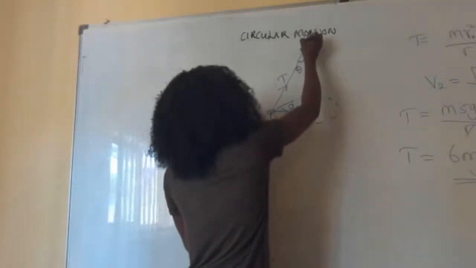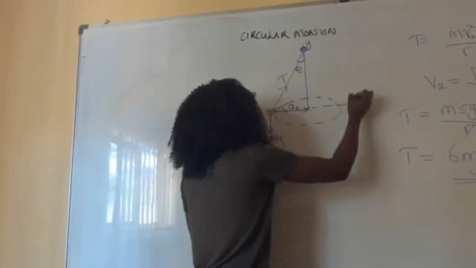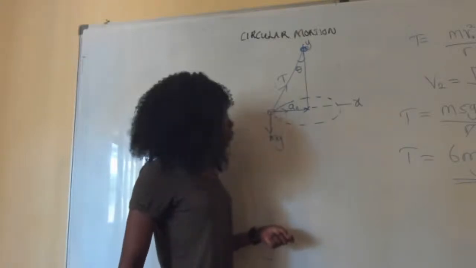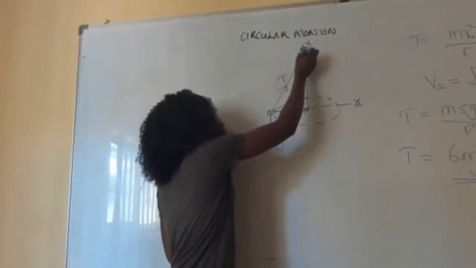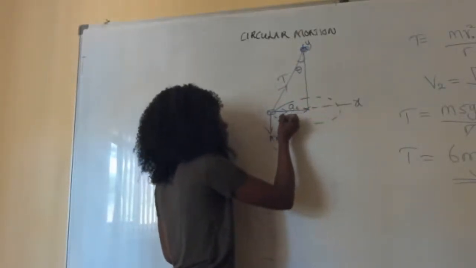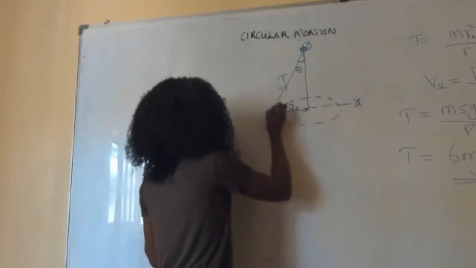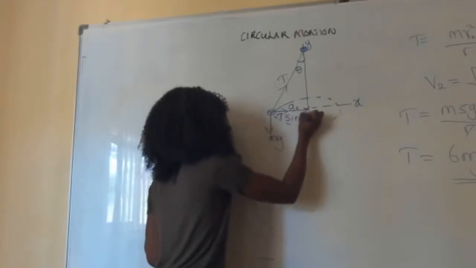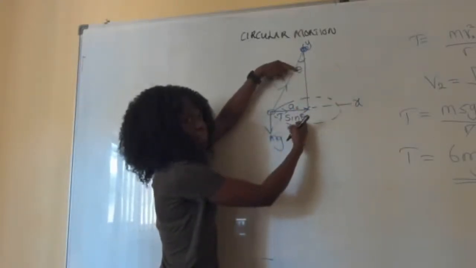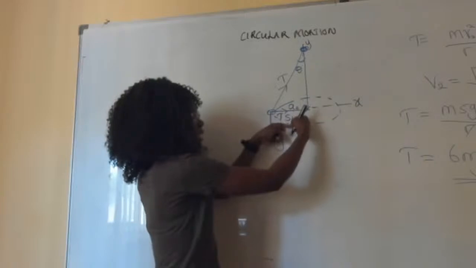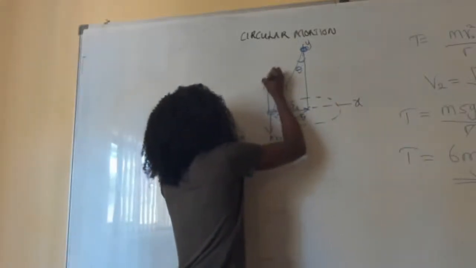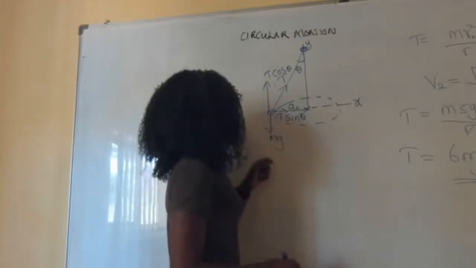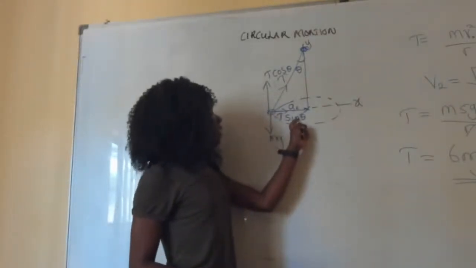Now if I make my axis, this is my y-axis and this is my x-axis, it means this tension is not in the x or in the y, so we need to resolve it into its components. Since my theta is here, I have T sine theta in the x, which is just opposite the angle. Then I have T cos theta in the y-axis. So those are my forces: mg, T sine theta, T cos theta.